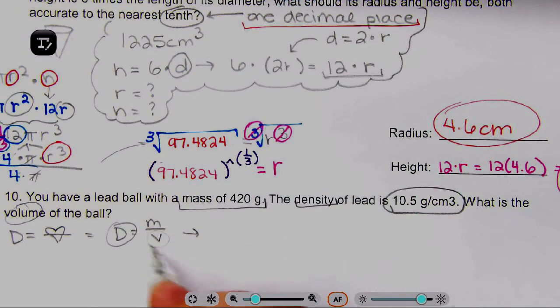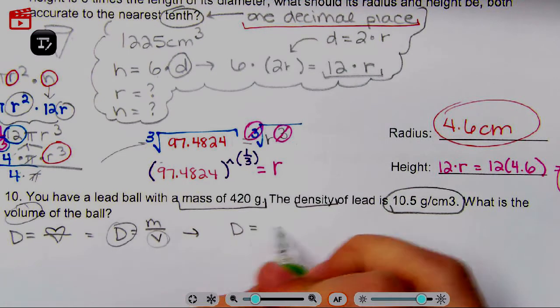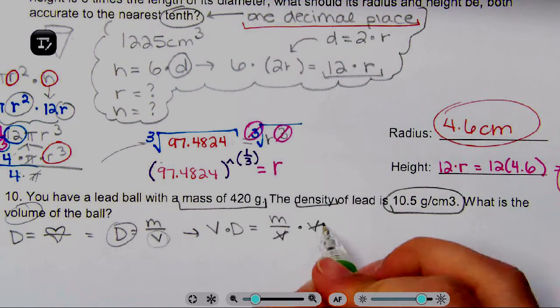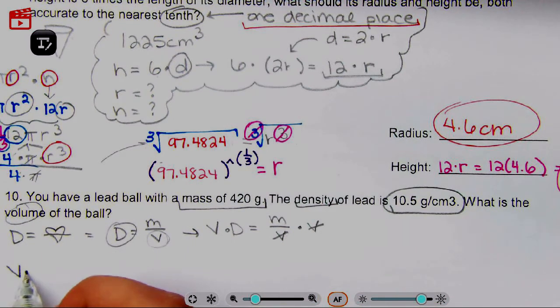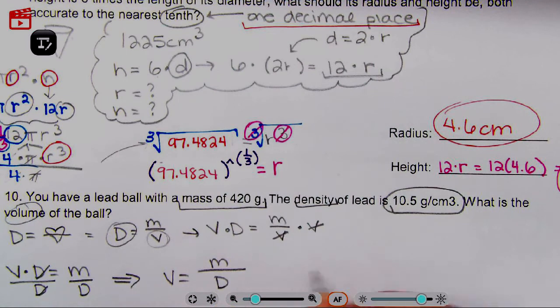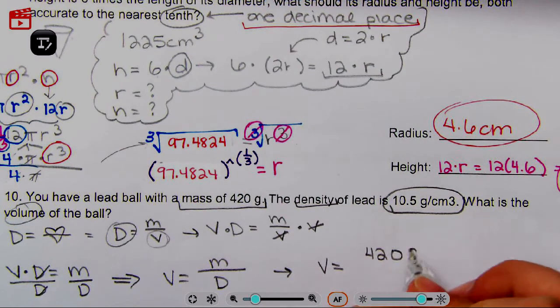So that means you have to get volume, the V, by itself. So how do we get V by itself? Well, V is in the denominator right now, so I'm going to multiply by V to get it in the numerator. That means I now have V times D is equal to my mass. I solved for mass, but I don't need mass. I need volume. So I'm going to do this one more time. I'm going to divide by D on both sides, which gives me my volume is equal to my mass over my density.